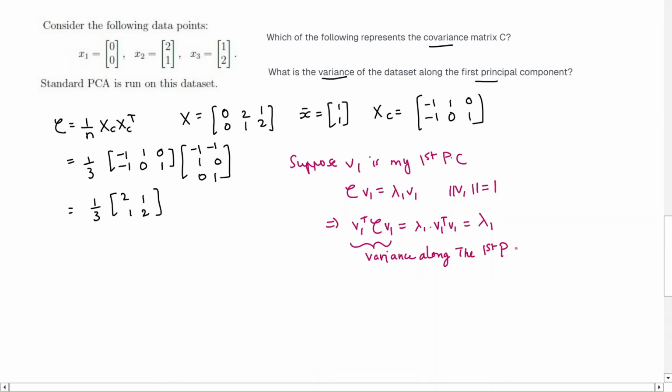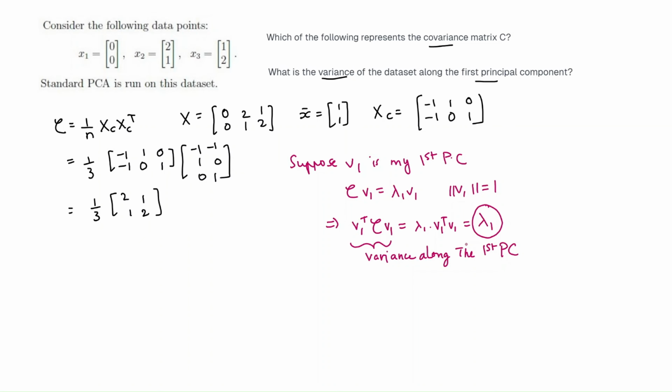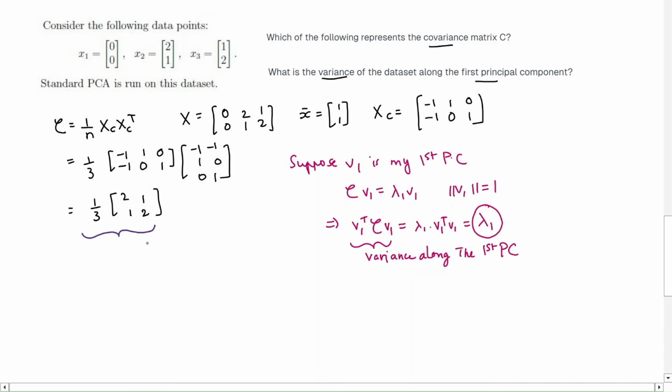In fact, the variance along any direction is nothing but you do w transpose C times w, right? And it turns out to be the largest eigenvalue of the covariance matrix. So our ultimate aim is now to find out this largest eigenvalue of the covariance matrix. In order to do that, I'll have to solve for the characteristic equation of the covariance matrix. But instead of that, let me just solve for the characteristic equation of 2 1 1 2, and let me ignore 1 by 3 as of now.